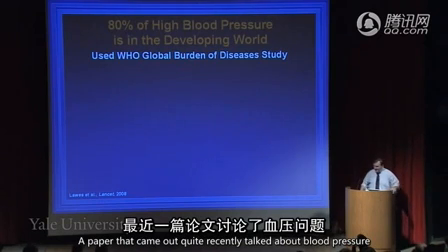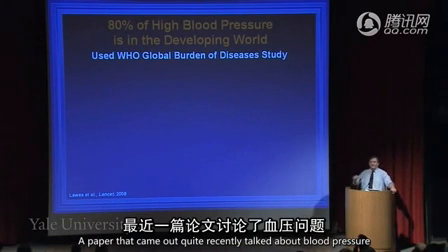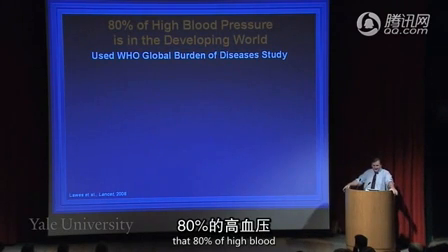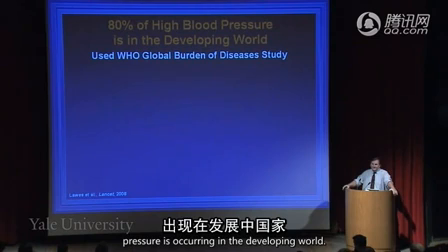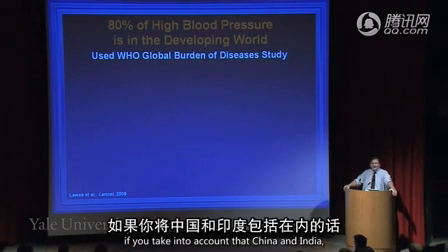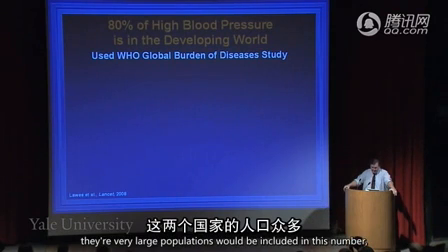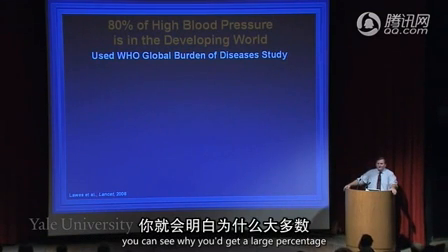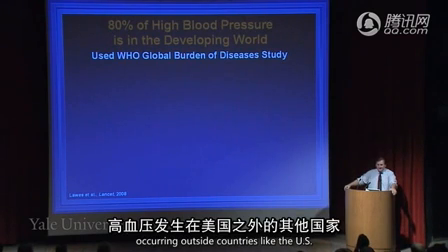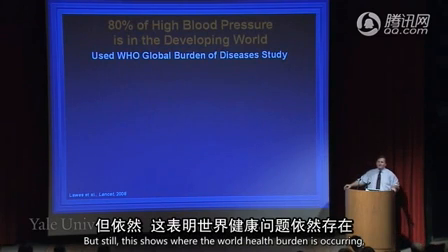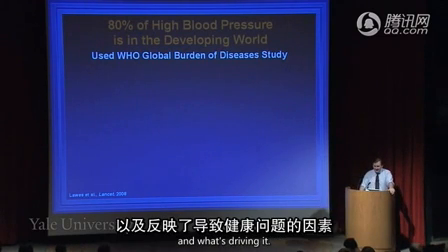A paper that came out quite recently talked about blood pressure. I would like to loop back to that. And made the case that 80% of high blood pressure is occurring in the developing world. Now, of course, if you take into account that China and India, with their very large populations, would be included in this number, you can see why you get a large percentage occurring outside countries like the U.S. just because the populations are not in balance. But still, this shows where the world health burden is occurring and what's driving it.